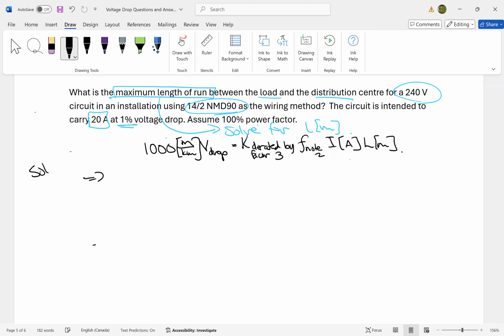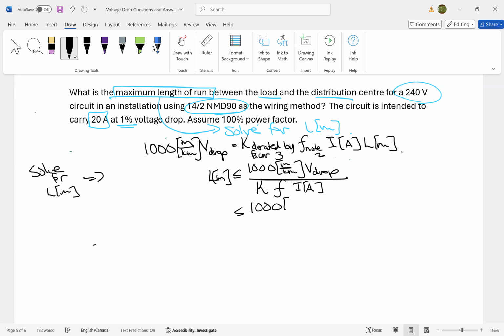Now I'm going to solve for length in meters by rearranging my equation. My length in meters must be less than or equal to 1,000 conversion factor meters per kilometer times the voltage drop over K, F, I, A, and that's all. And filling in what we know, the voltage drop is going to be my 240 volts times 0.01, the 1% voltage drop I deem acceptable.